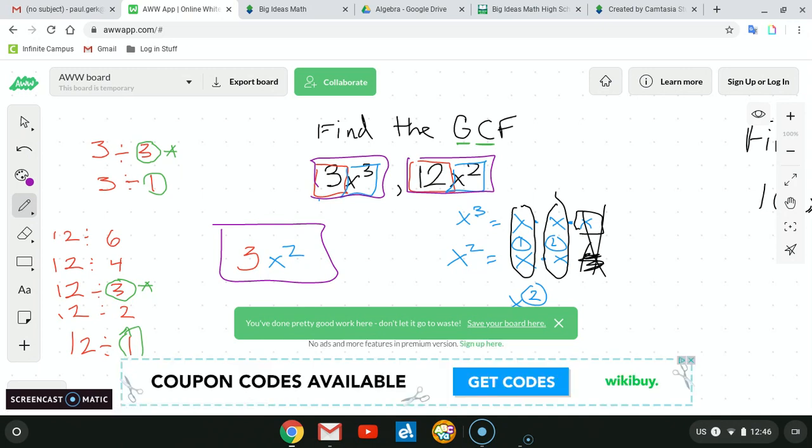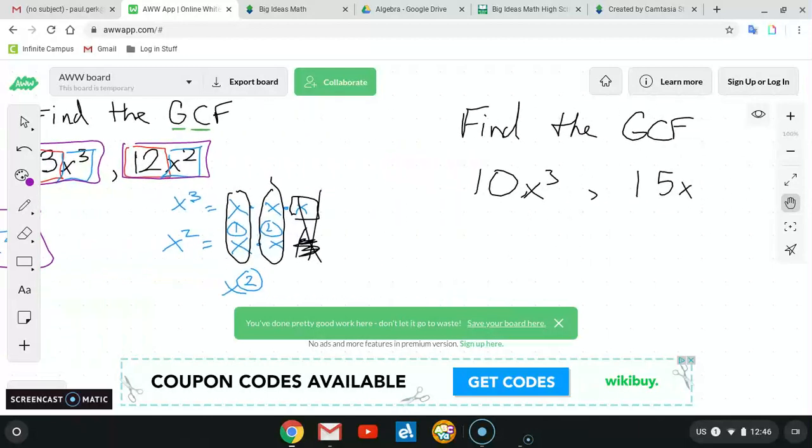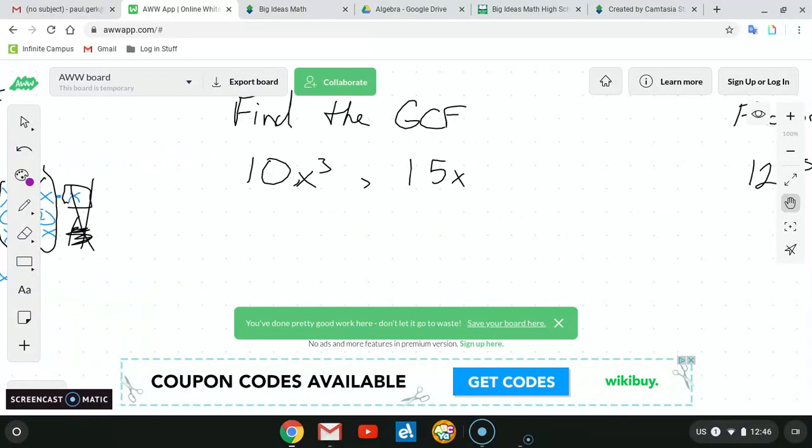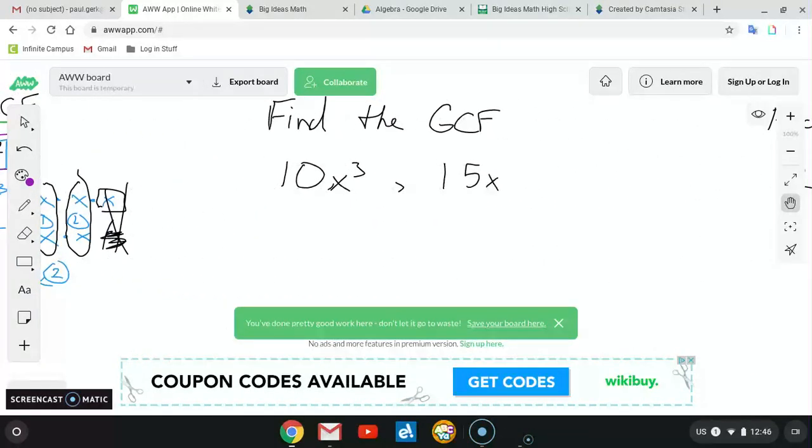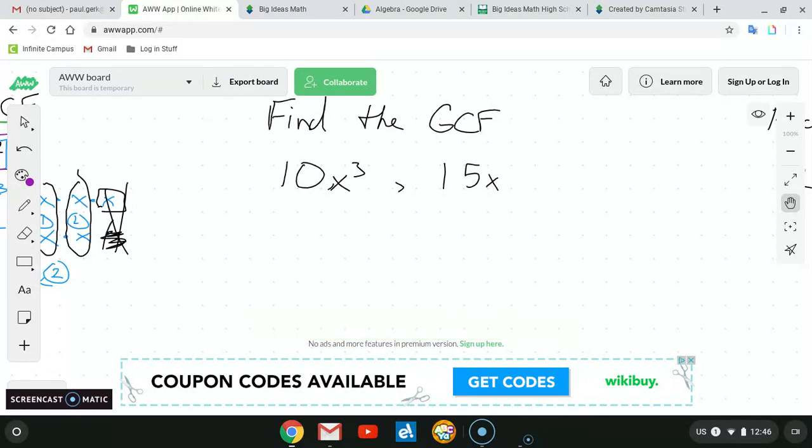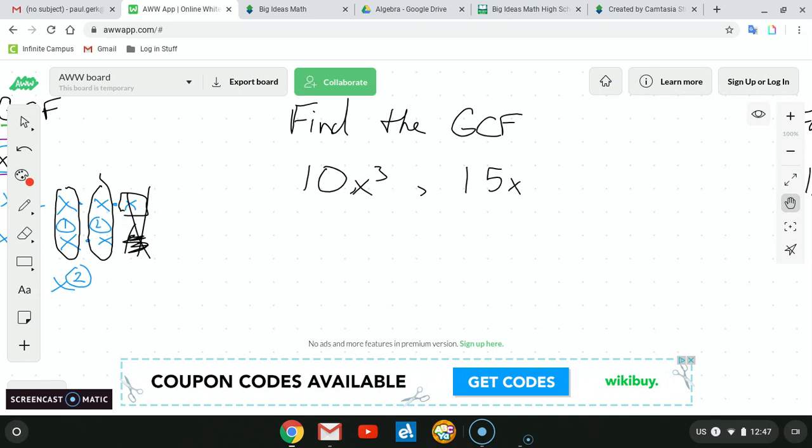All right, let's try another one real quick. See if this one clears some confusion if there is any. Okay, so we need to find the GCF of 10x cubed and 15x. All right, so we do the coefficients first.